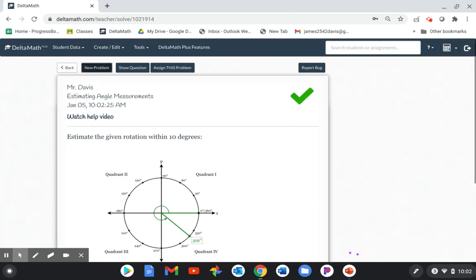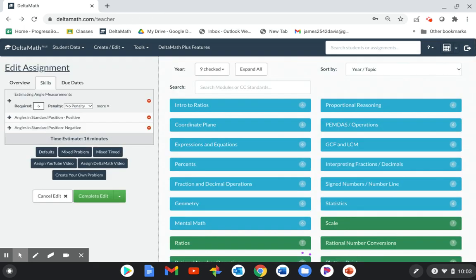And it was 319. All right, I think these are all positives, so you shouldn't have to worry about negatives yet. Yeah, looks like they're all going to be positives. Okay, so that's our first section.